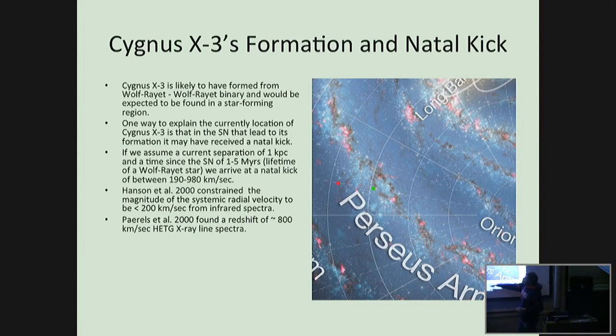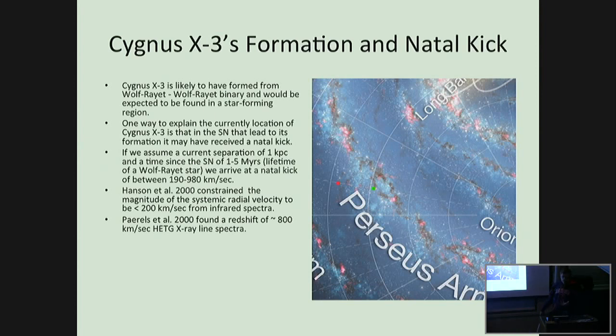The way to do this is, you would expect a Wolf-Rayet binary to really be formed in a star-forming region, like where we find the little friend. So one guess is that CX3 formed in that same star-forming region and experienced a natal kick from when the supernova formed the X-ray binary. If we assume a distance of 1 kiloparsec and 1 to 5 megayears for the lifetime of a Wolf-Rayet as when this event could have occurred, we arrive at a natal kick of somewhere between 190 to 980 kilometers a second.